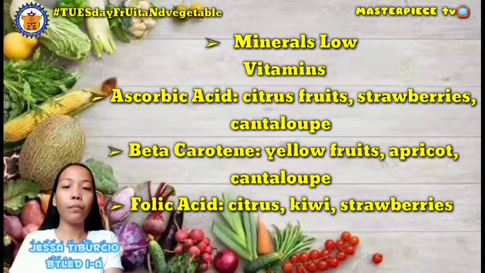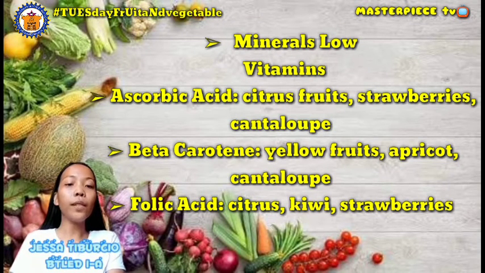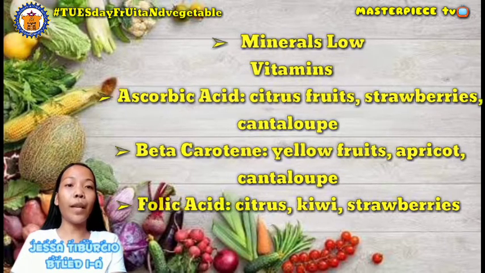Minerals and vitamins. Ascorbic acid: citrus fruits, strawberries, cantaloupe. Beta-carotene: yellow fruits, apricot, cantaloupe. Folic acid: citrus, kiwi, and also strawberries. Those are the nutrients contained in fruits.